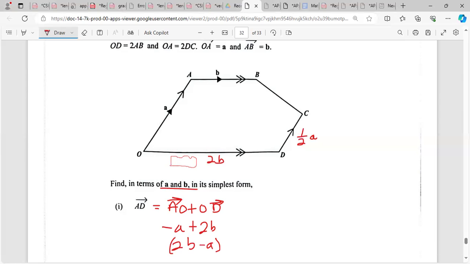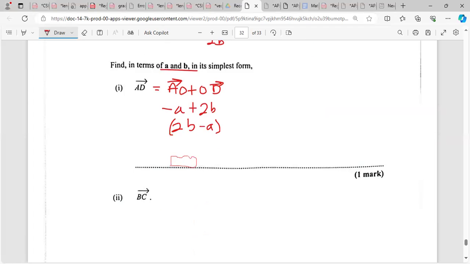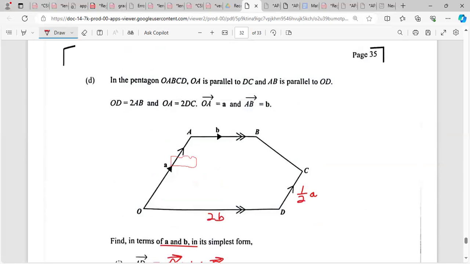This one isn't so bad. From A to D, we couldn't take the other route, because we'd have to find BC from B to C. So this is probably the best route. Now they want us to go from B to C. From here, we go all the way to C.